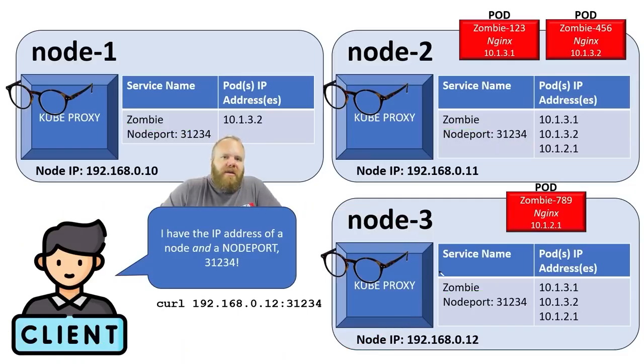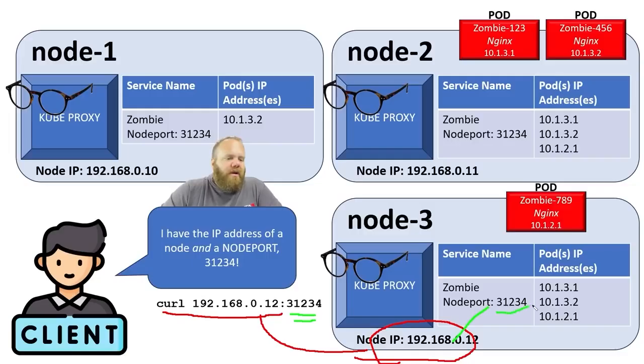Check this out. If you have a client who has the IP address of one of your nodes and has the node port of one of your services, that client is able to access whatever pod is being pointed to. So let's walk that through. If I were to send a curl to 192.168.0.12, that is this node right here. When we reach that node, we are accessing it via port 31234, which is the node port that's attached to our zombie service.